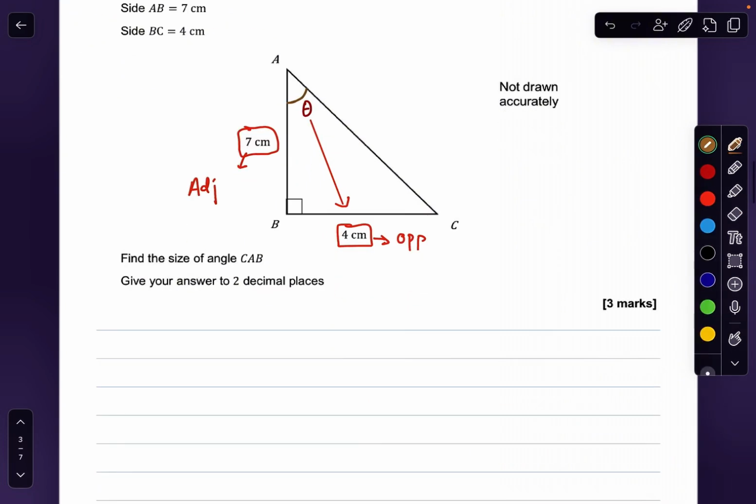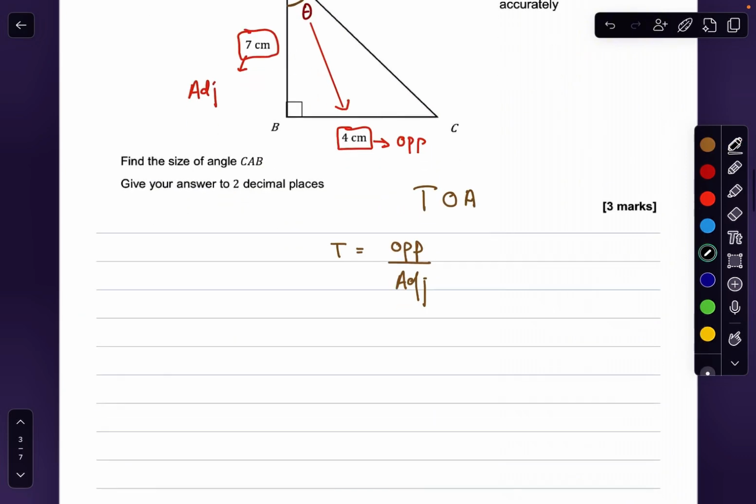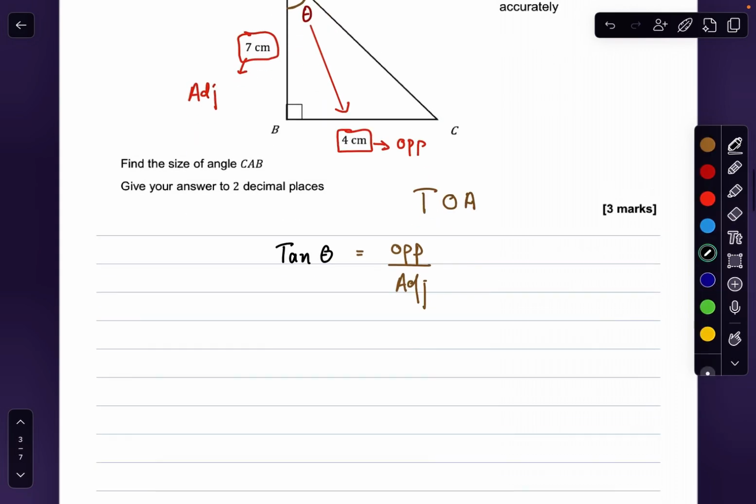So to solve this, we know the formula says TOA. From TOA, we know tan is equal to opposite by adjacent. We are given opposite and adjacent, and we are finding the angle theta. So using that, it's tan of angle theta, and theta we are finding out. So tan of theta is equal to the opposite, we know the opposite is 4 by looking at the angle, divided by 7. So 4 divided by 7.